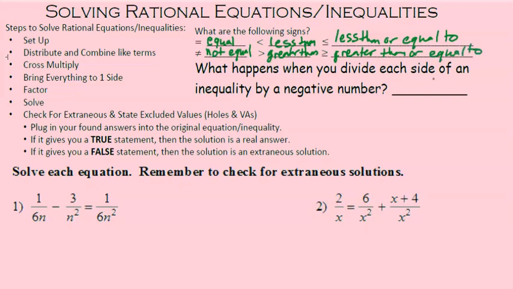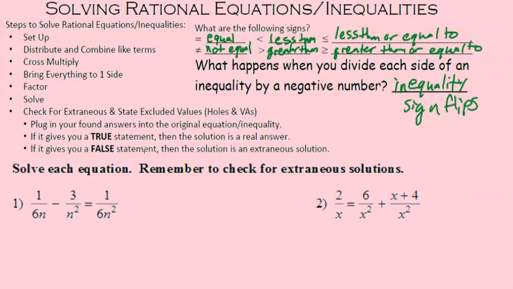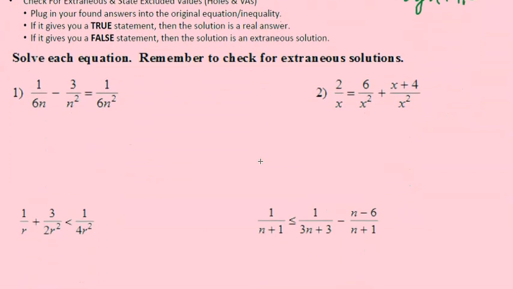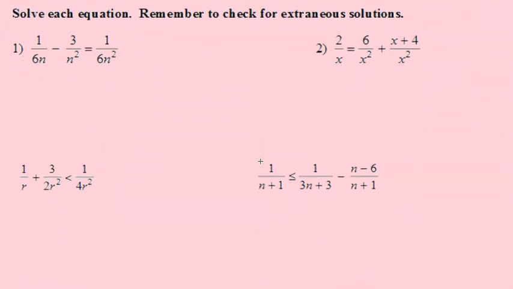What happens when you divide each side of an inequality by a negative number? That's when the inequality sign flips. So less than becomes greater than, and vice versa. Let's look at some of these. Solve each equation. Remember to check for extraneous solutions.